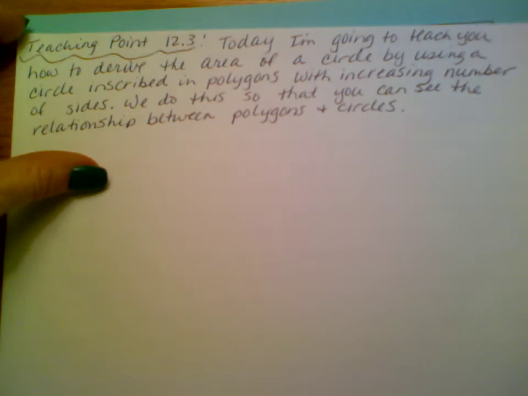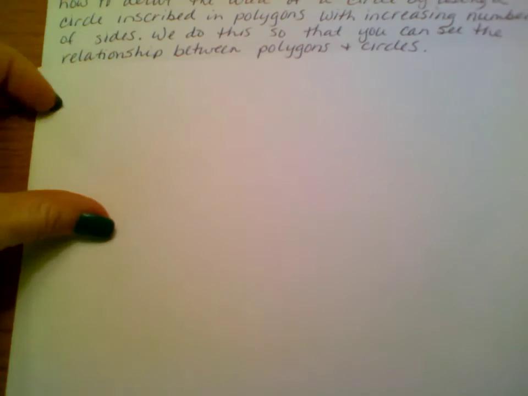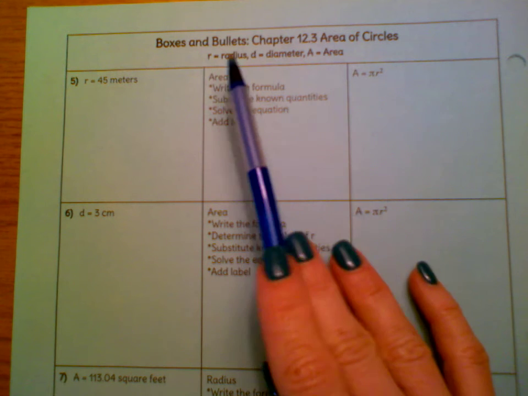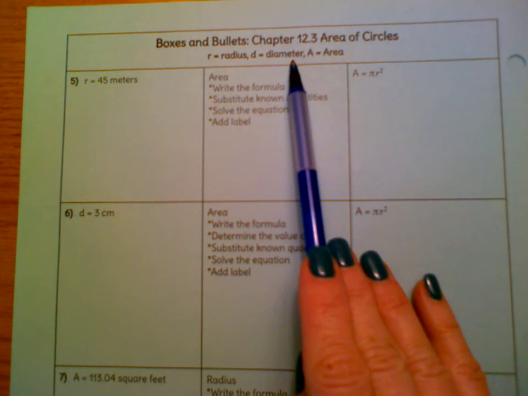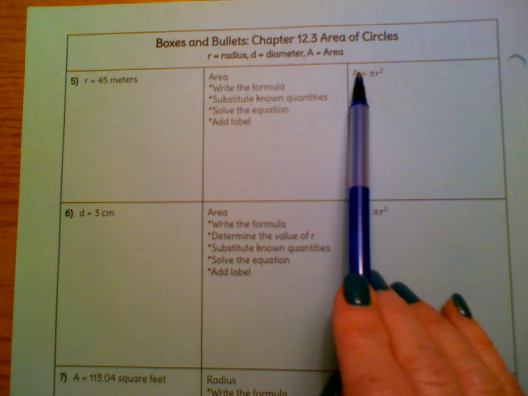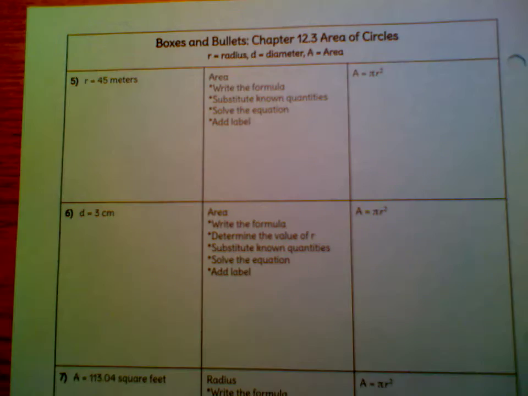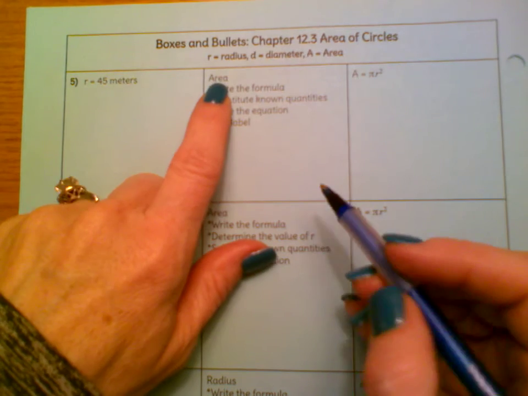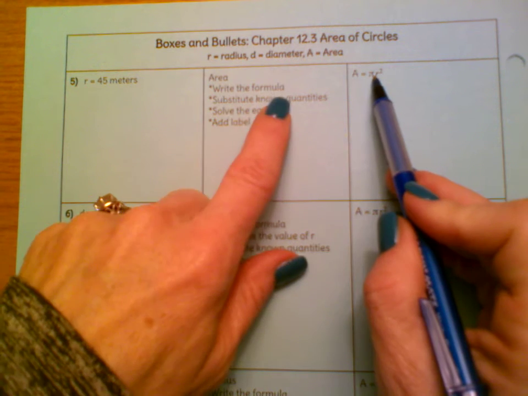So what I'm going to go over with you right now is how to use those formulas. So we're going to the back side of the boxes and bullets that we did yesterday. Okay, so this time we're talking about area. And again, I'm going to use an R for radius, a D for diameter, a capital A for area. And my area formula is area equals pi times radius squared. So very similar to yesterday. When I'm given the radius and I'm asked to find the area, here's my formula.